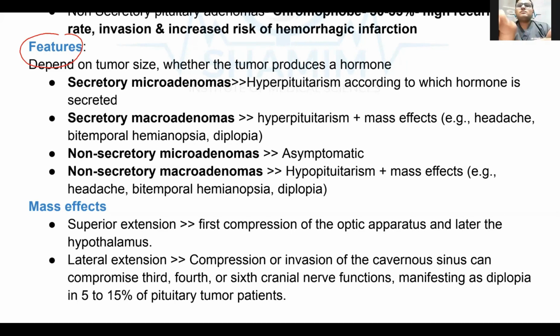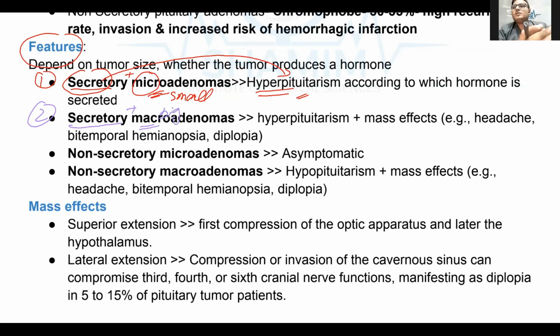First, number 1 is secretory plus microadenoma. It means small adenoma plus secretion. Because it is secretory, there will be symptoms of excess hormone release, so the symptoms will be hyperpituitarism. But because it is a small tumor, there will be no mass effect. Remember this: small tumors, microadenomas, don't cause any mass effect. We will study what mass effects are. So hyperpituitarism is the only symptom in secretory microadenomas. The next is secretory plus macroadenoma. It is big, large.